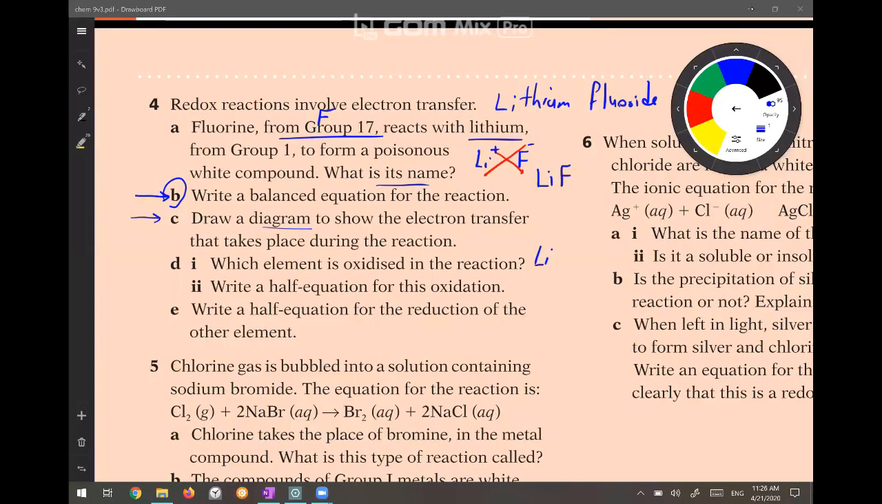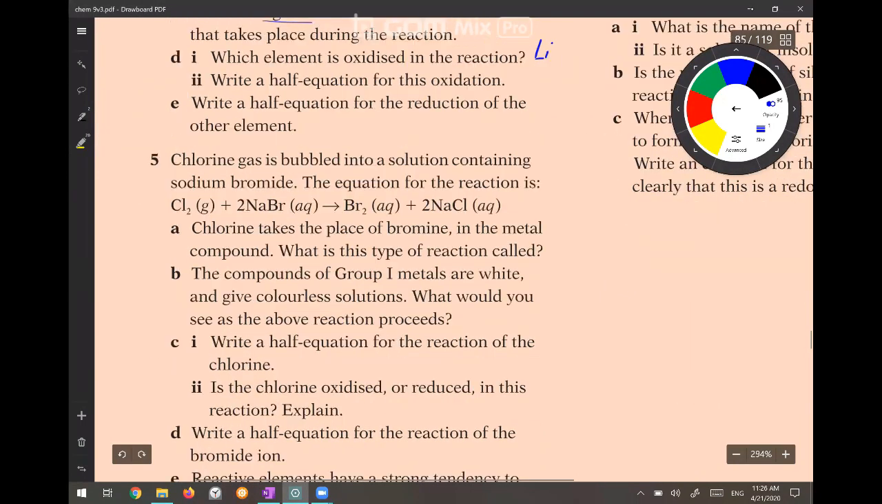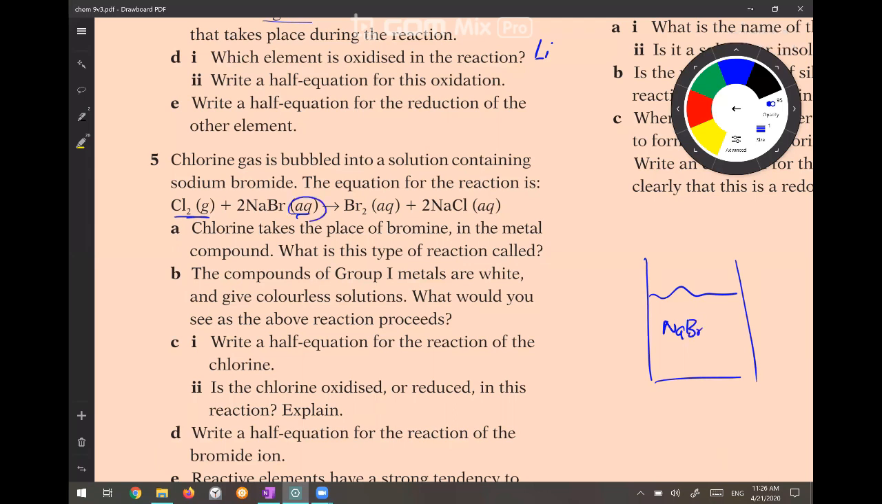Question number 5. It says chlorine gas is bubbled into a solution containing sodium bromide. The reaction is written here. So you have chlorine gas, and this is the solution. You have a solution of NaBr. You know it's a solution because it's written aqueous here. And if you have a tube, you can bubble the chlorine gas into this solution.